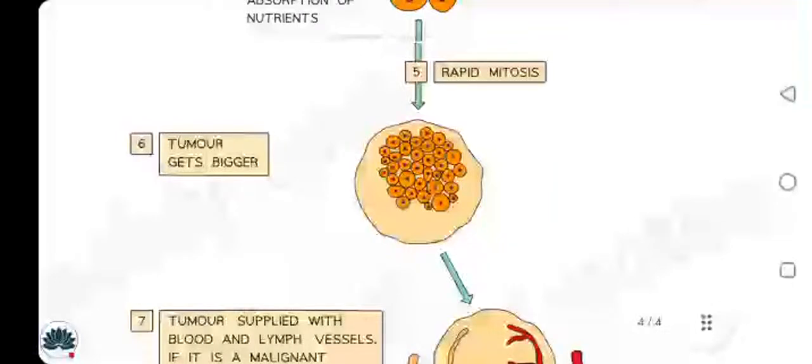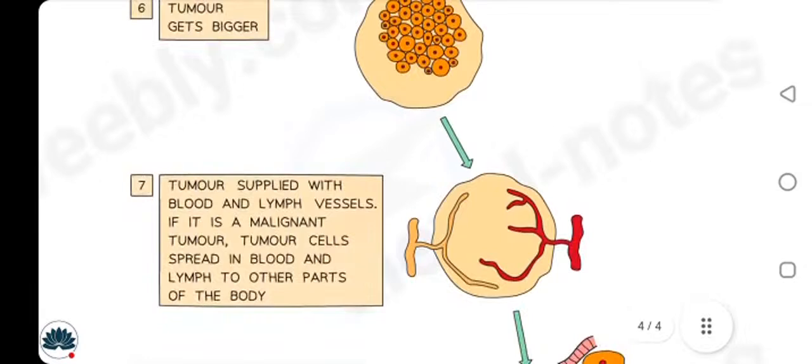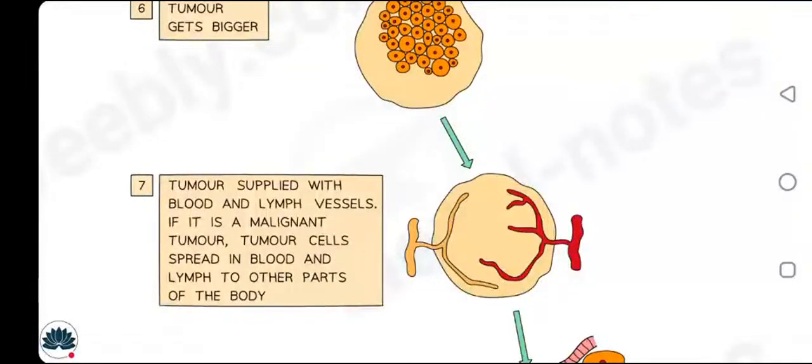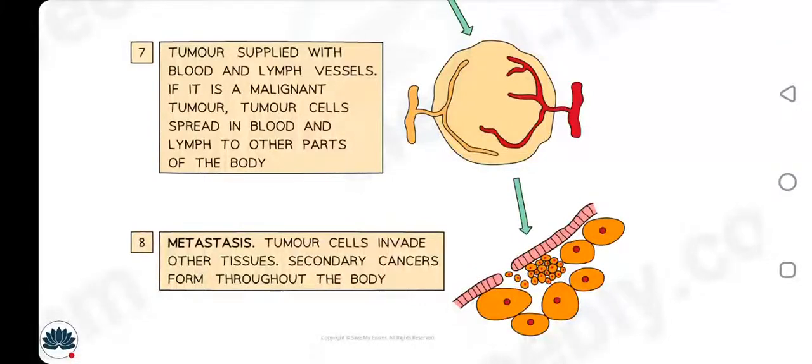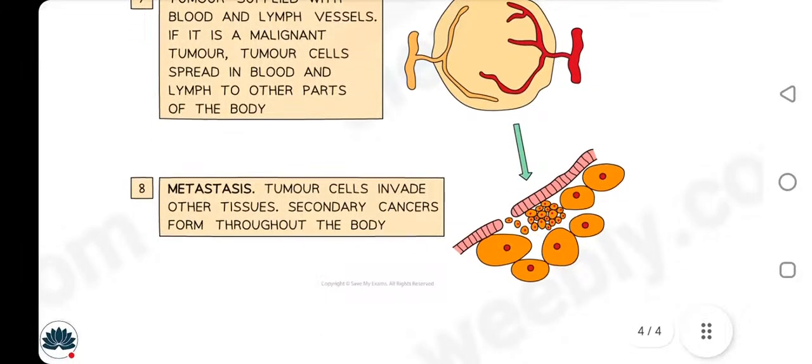All right. So do you know what a tumor is? A large ball which consists of a lot of oncogenes. And the seventh, the tumor is supplied with blood and lymph vessels. If it is a malignant tumor, tumor cells spread in blood and lymph to other parts of the body. A malignant tumor is very dangerous and cannot be converted back to a harmless condition. When it first becomes a malignant tumor, it means that it is now dangerous enough. Metastasis. Metastasis is something very important.